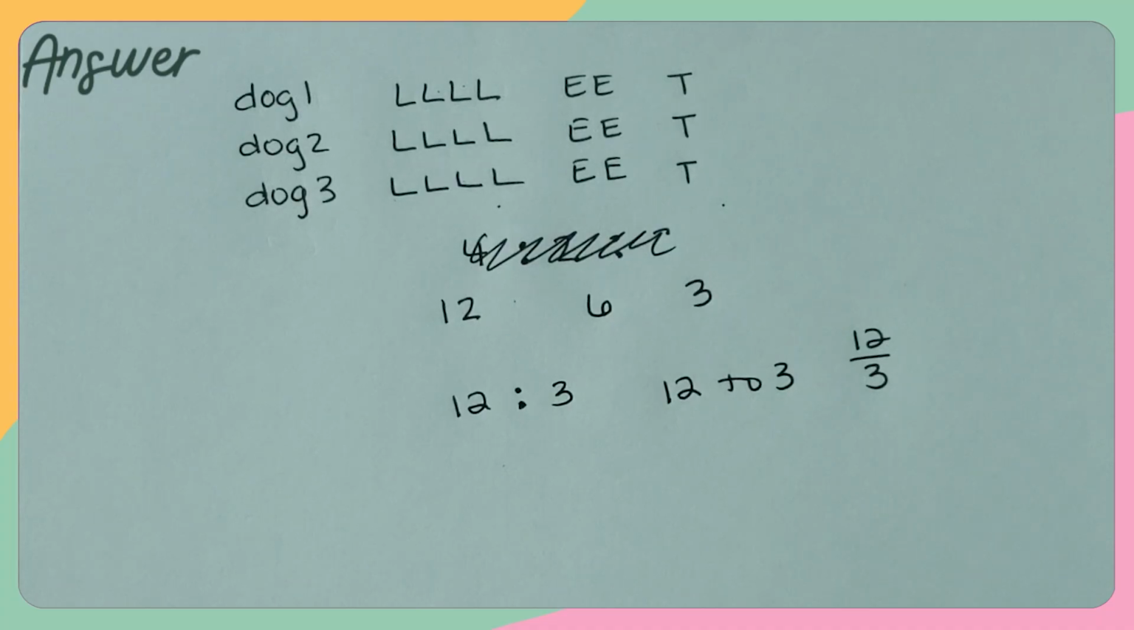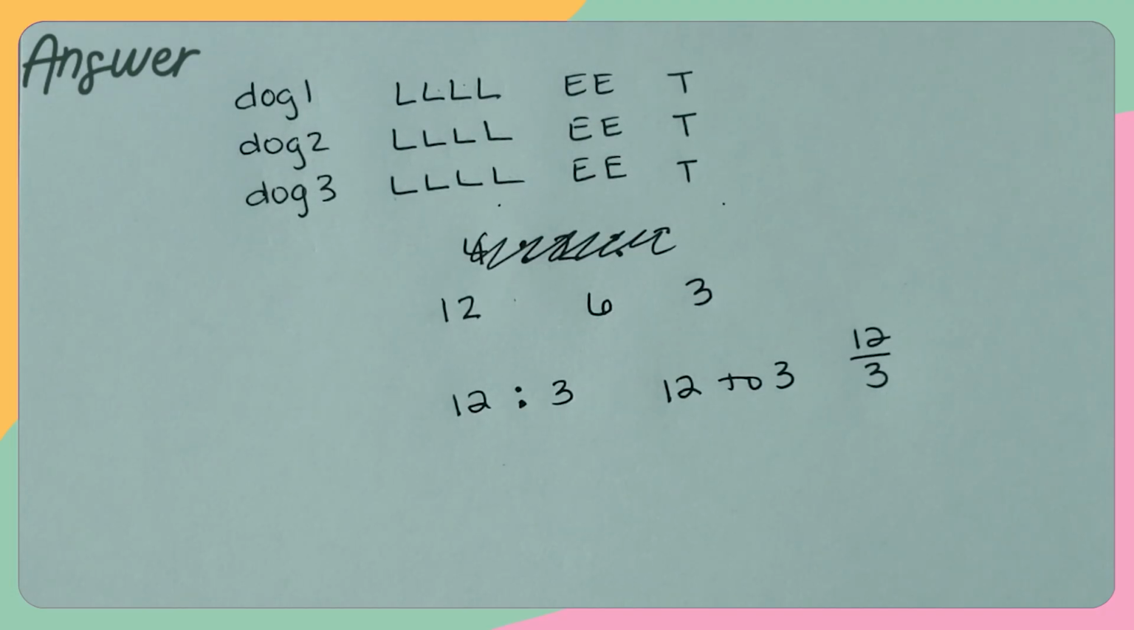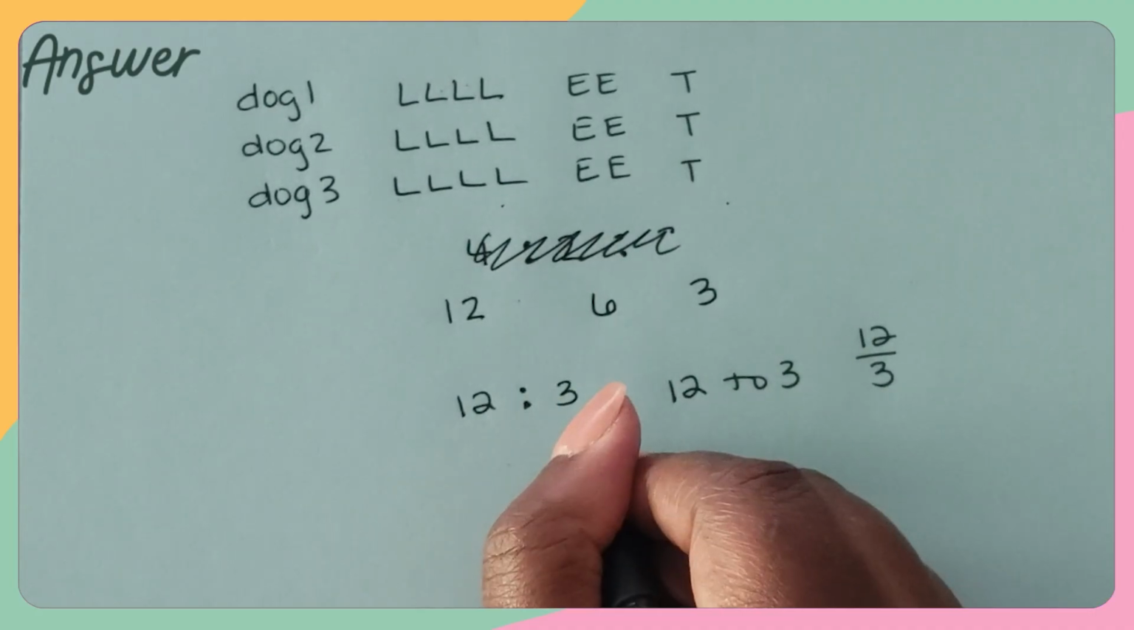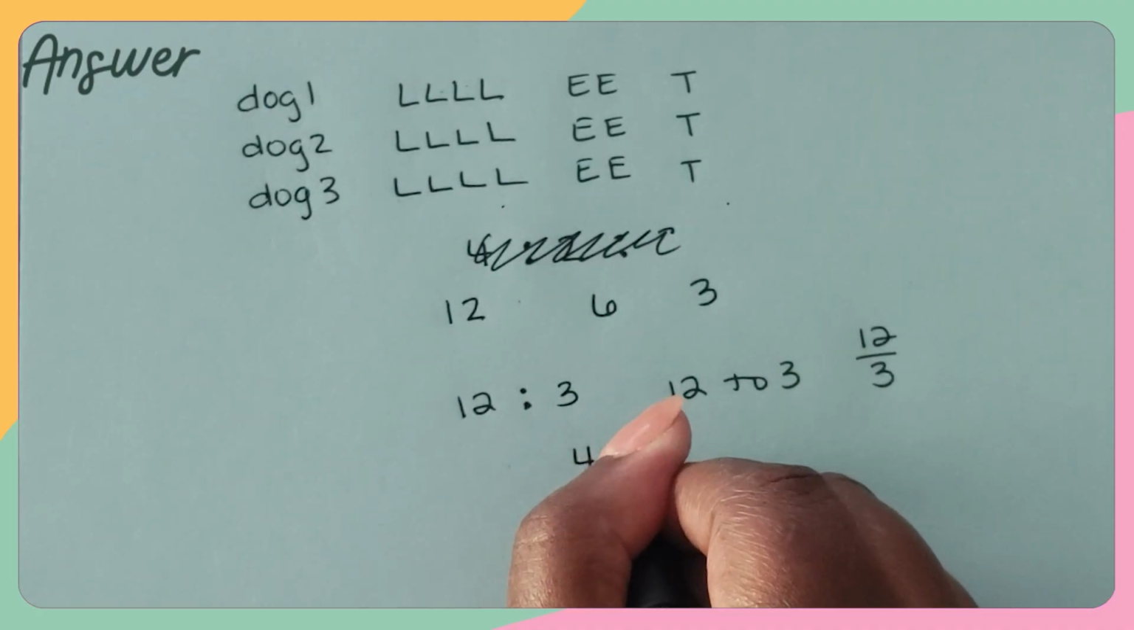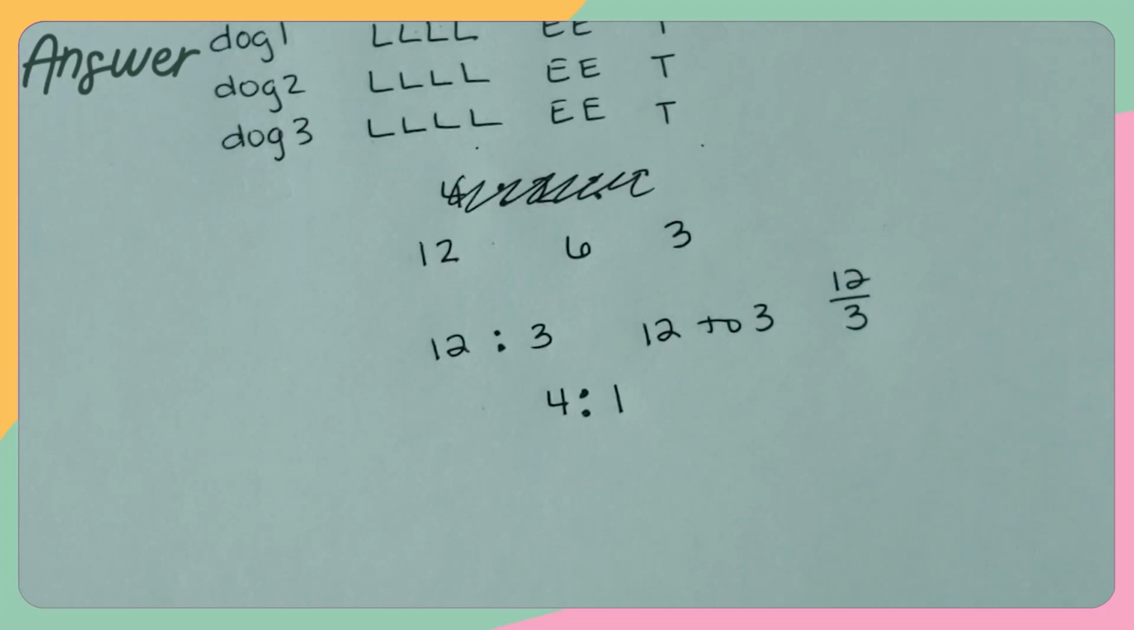All right. Now, for all of my advanced high achievers, those that want to go the extra mile, did anybody get a different answer? You could have gotten 4 to 1. Did anybody get that? If you didn't get it, but you're wondering how that could also be an answer, you should check out my next video because we're going to talk about equivalent ratios.